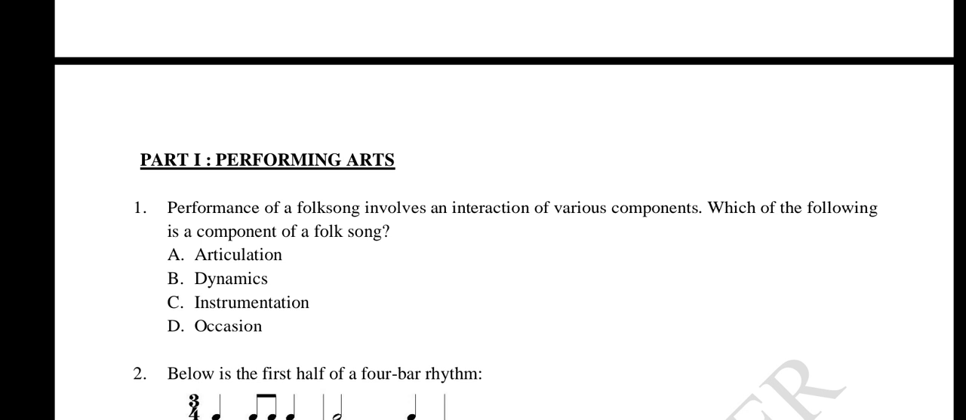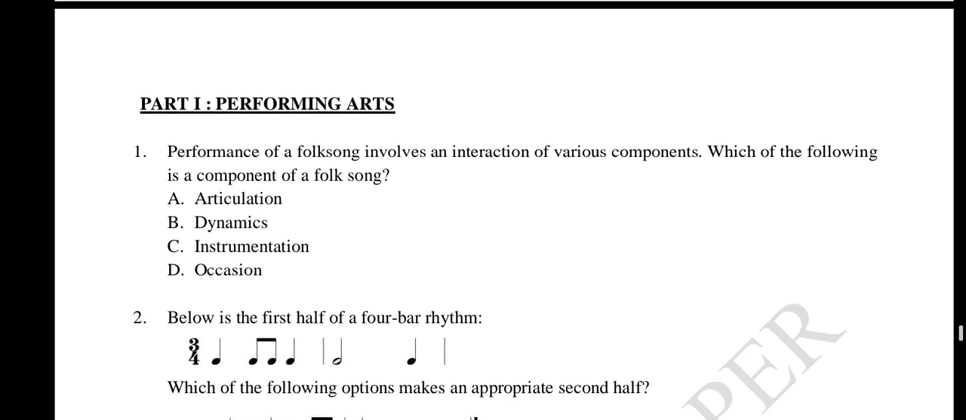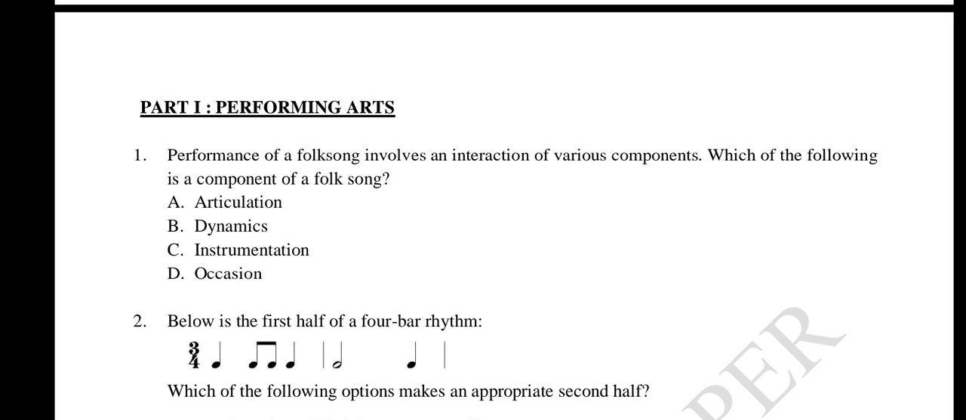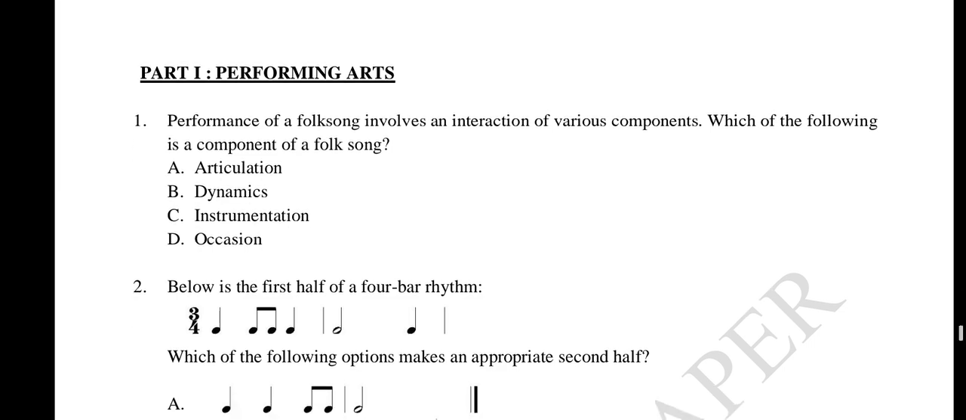This is grade 9 revision, KJSEA, and we start with the performing arts area, which is music. The first question: performance of a folk song involves interaction of various components. Which one of the following is a component of a folk song? Articulation, no. Dynamics, no. Instrumentation, yes. We need to know the instruments because different communities have different instruments. Instrumentation is the correct one.